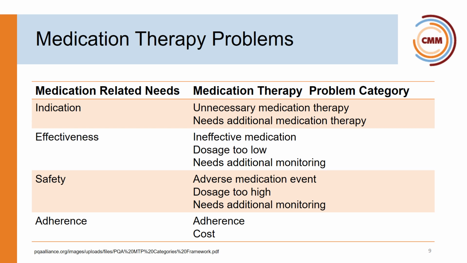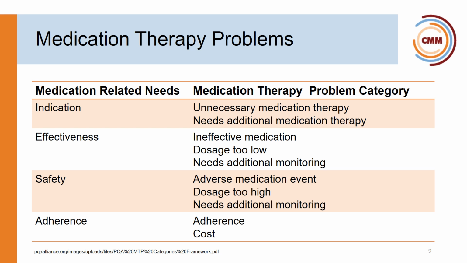For example, for the MTP, unnecessary medication therapy, the rationale could be duplicate therapy, no medical indication at this time, non-medication therapy more appropriate, addiction or recreational medication use, or treating avoidable adverse medication reaction. So this medication therapy problem categories framework is a consensus document developed by the Pharmacy Quality Alliance.